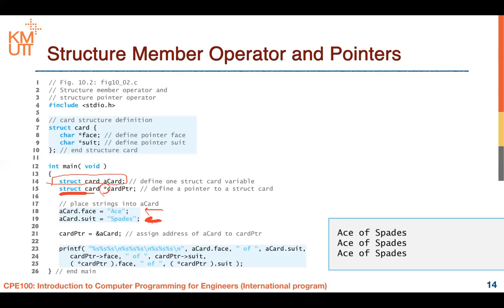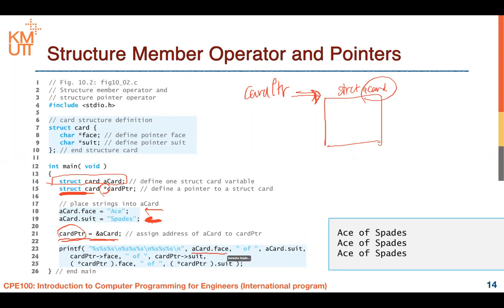And then we use cardPtr when we declare struct card aCard, right? And then cardPtr is a pointer to this structure. So cardPtr is equal to the address, that means we point to the address of the structure aCard. And if you want to get the members of this structure, the first thing you can do is to use aCard.face and aCard.suit. This is one way that you can use.